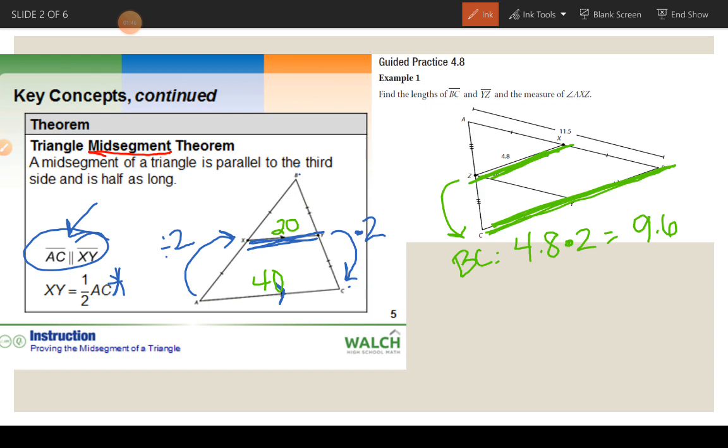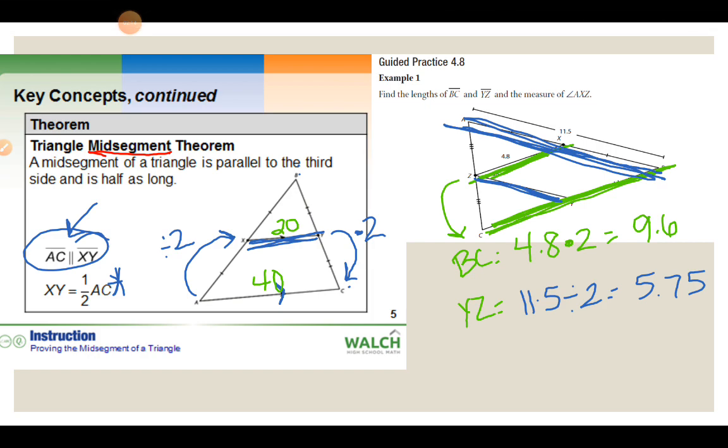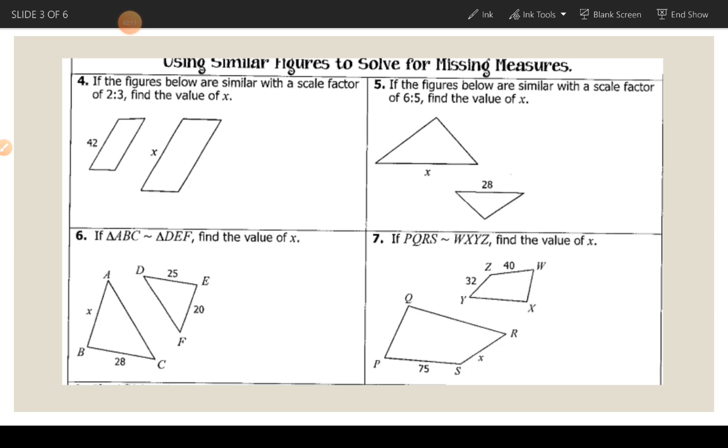And then YZ, let me change my color. YZ is right here. Well, AB is right there, and it is 11.5. So we're going to take 11.5 and divide it by 2, and we get our answer of 5.75. That's the mid-segment theorem.